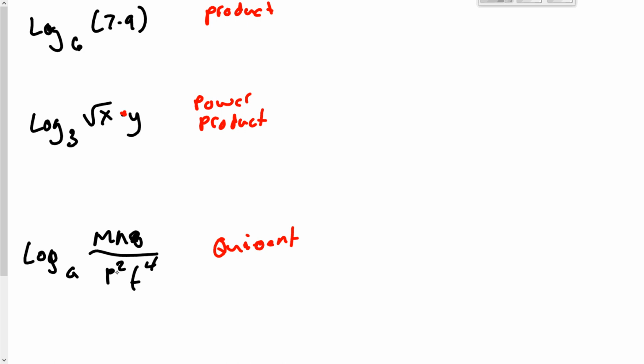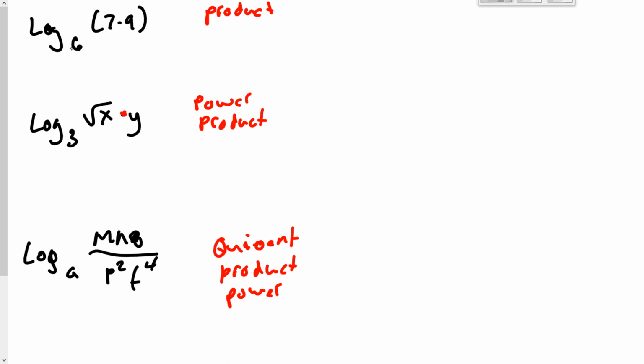And then also, I have m times n times q and p squared times t to the fourth. So that means I also have the product. And then I also have an exponent on both the p and the t, so also the power. So it's all 3 on this one. Okay, so let's go ahead and expand these.